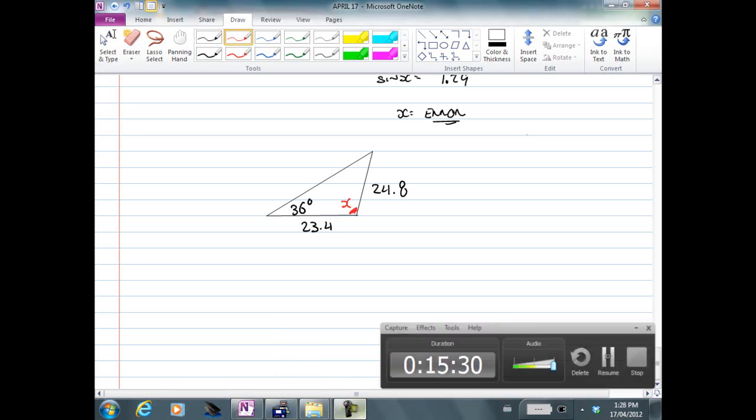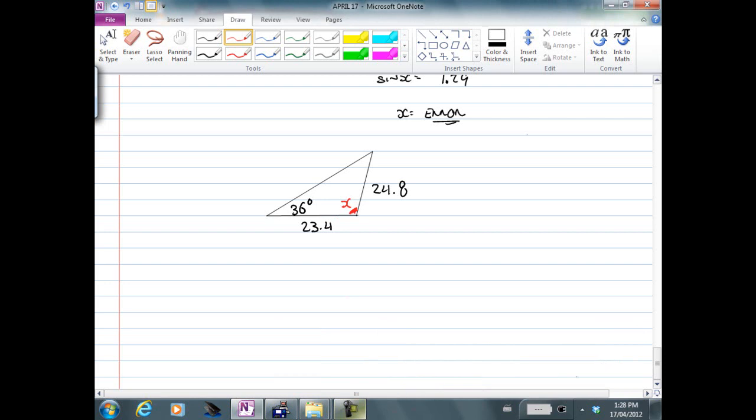If you're stuck, you gotta understand what the whole concept of sine law is. The whole concept of sine law is I choose an angle and the opposite side. Well, right off the bat, I know there's an angle: sine 36 over 24.8. See, I use the opposite side.